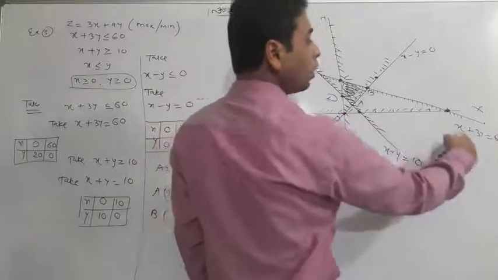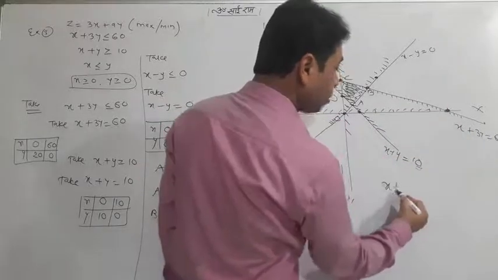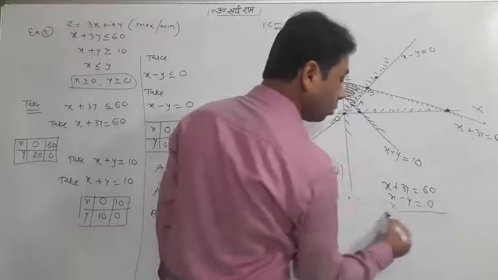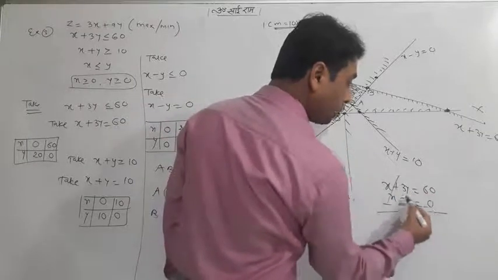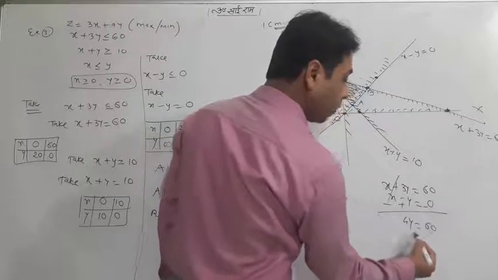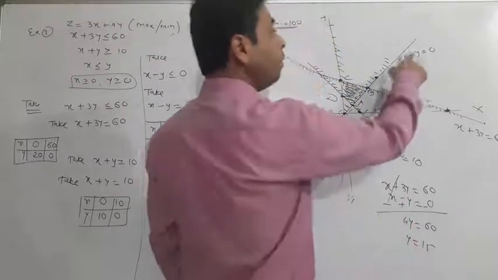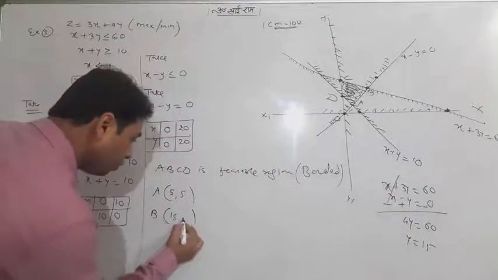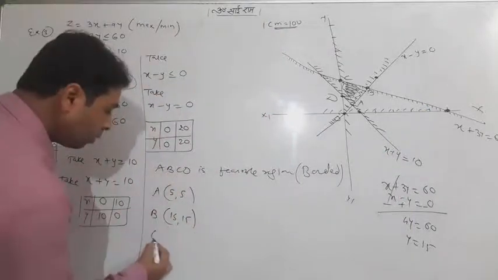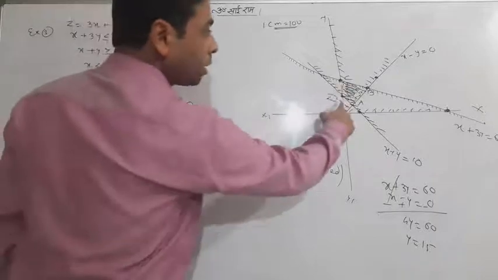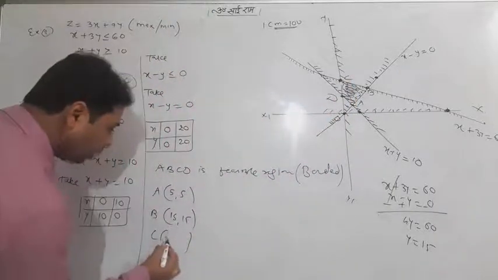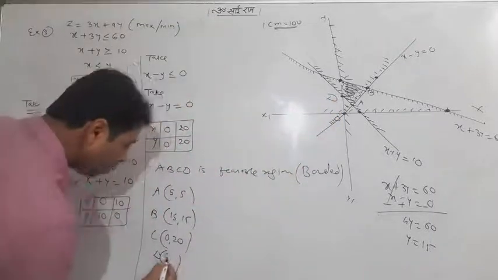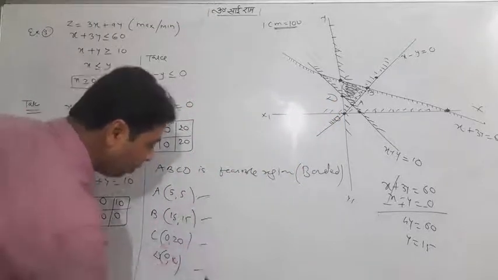How can we solve? Look, I tell you. x plus 3y equal to 60, x minus y equal to 0. Subtracting, this is 4y equal to 60, so y will be 15, and x is also 15. So this answer is (15, 15). Now what about C? C is this point (0, 20), you know it now. And last, the point D, which you also know, (0, 10). So you have got all the corner points A, B, C, D.